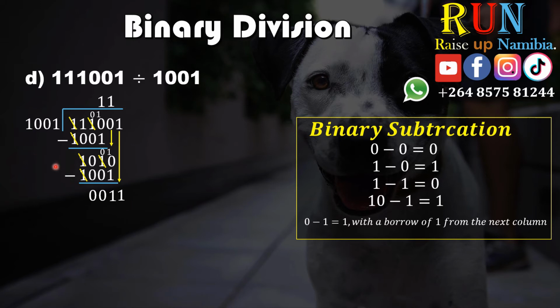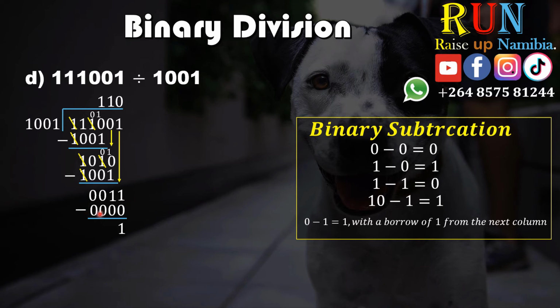You ask yourself, is 1001 able to be divided into 0011? Is it a yes or a no? In this case, it's a no. Why? Because this number is bigger than this one. So what number do we put on top here when it's a no? We put a 0. Okay? Then we take that 0, we multiply it into 1001. It will just give us the 4 zeros. We draw our line and then we subtract.